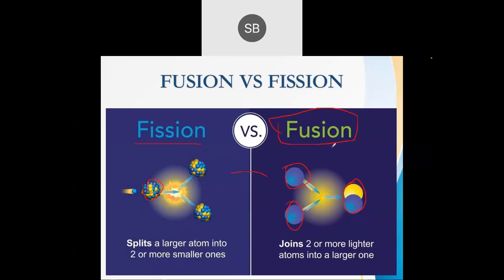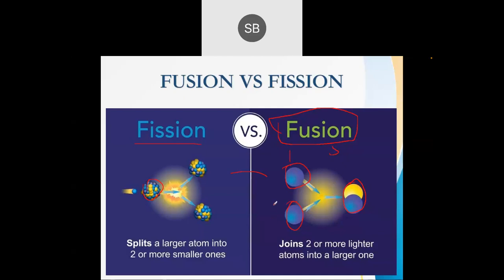And the second one is the fission process. Fission is just the opposite of fusion. Here we divide the large atom into two small atoms. That is the main difference between fission and fusion. Now, the fusion process is carried out inside stars. Naturally, fusion is carried out in big stars like the sun.